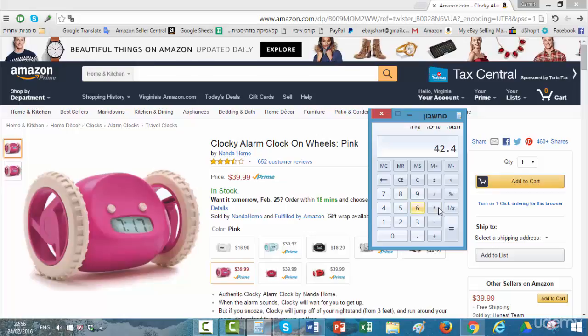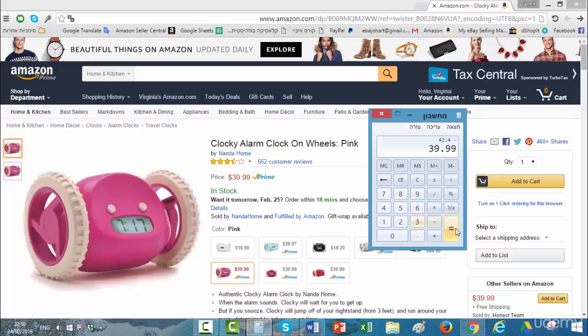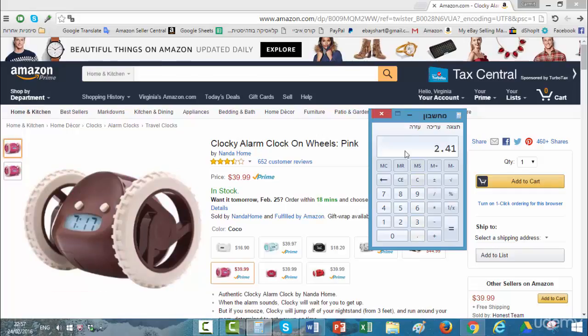So here I'm already making a profit. If I'm left with $42.40, I decrease 39.99, which is the price on Amazon. I'll be left with a margin of $2.41. Okay, so that's nice. It's a small margin. If you want to up the price a little bit, just do the same thing with a higher price. And that is how I recommend to calculate it.